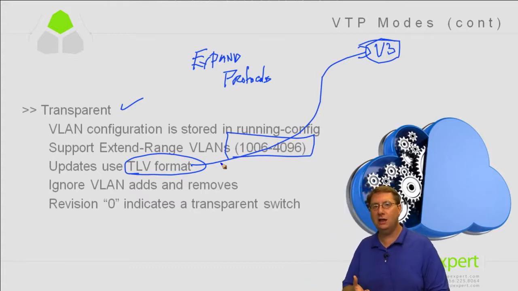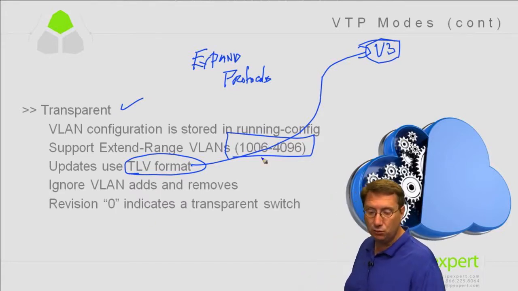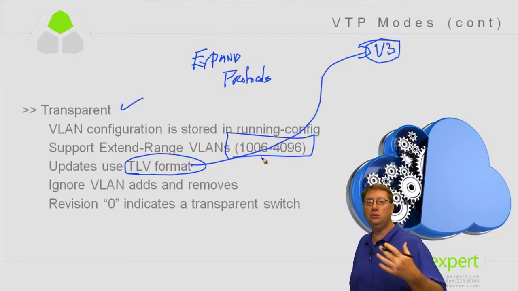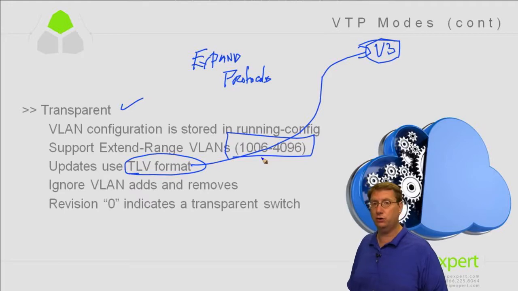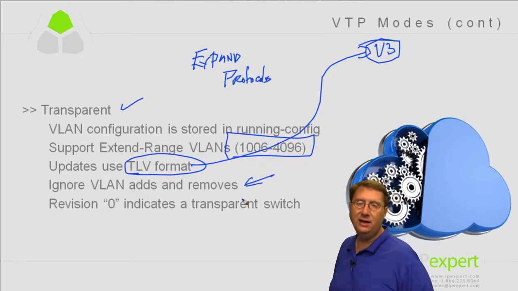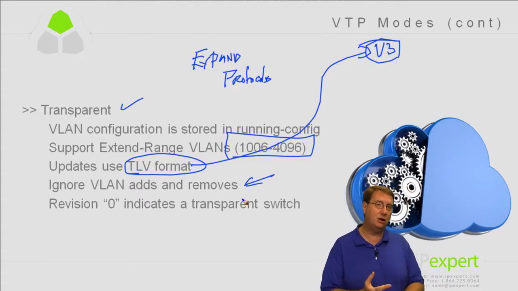Remember, I said servers and clients store their database in flash. A transparent switch stores its database in the running configuration. If you do show run, you'll be able to see your VLANs. If you do show run on a client or on a server, you're not going to be able to. Now, the other part of this is that we need to recognize the second most important part, and that is the fact that we can create VLANs and they're not going to be propagated.